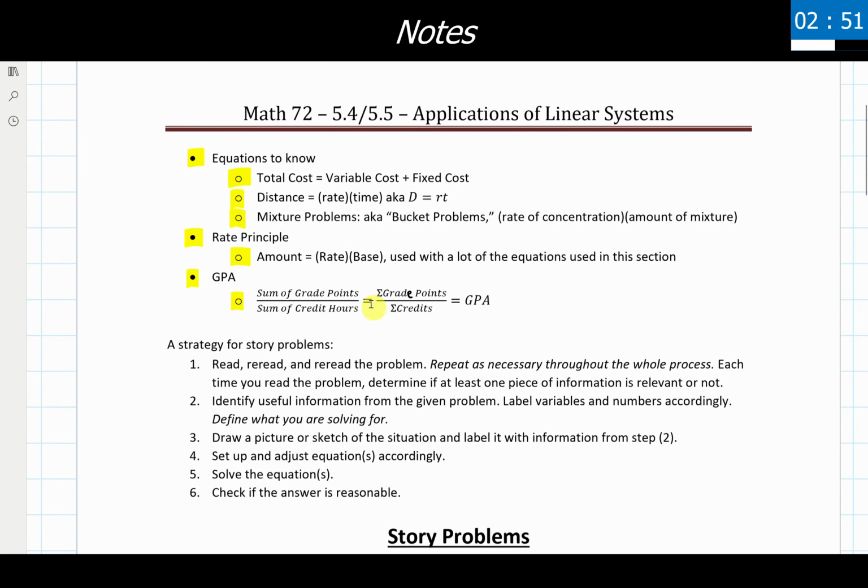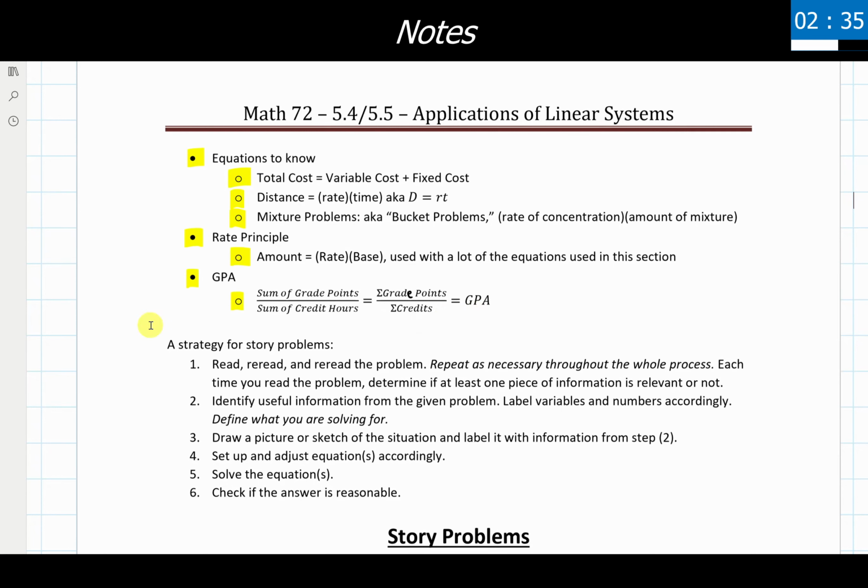So we have this other way of writing it out using this fancy looking E that we have here. This is the Greek letter sigma. It's for adding things up. So adding up all the grade points divided by adding up all of the credits, and then we get the final GPA at the very end.